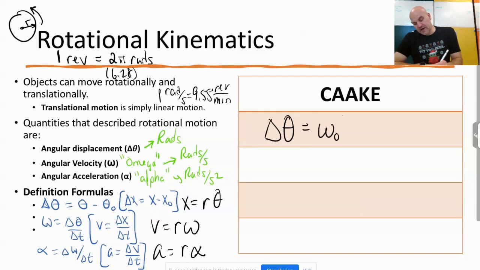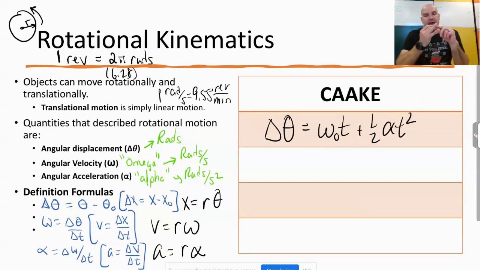So here is our quadratic, right? So instead of having v, x, and a, we have theta, omega, and alpha. And the one thing, remember, t doesn't care about if you're rotating or if you're moving in a straight line.